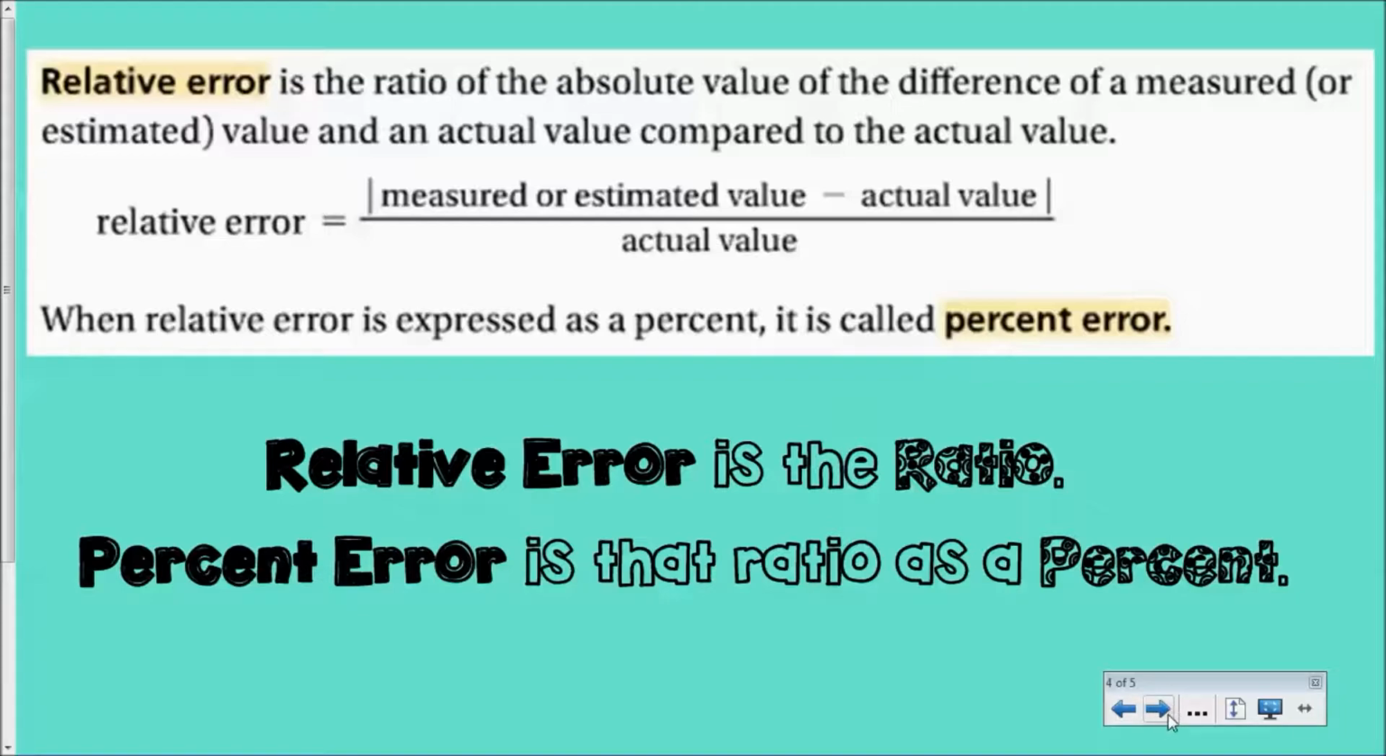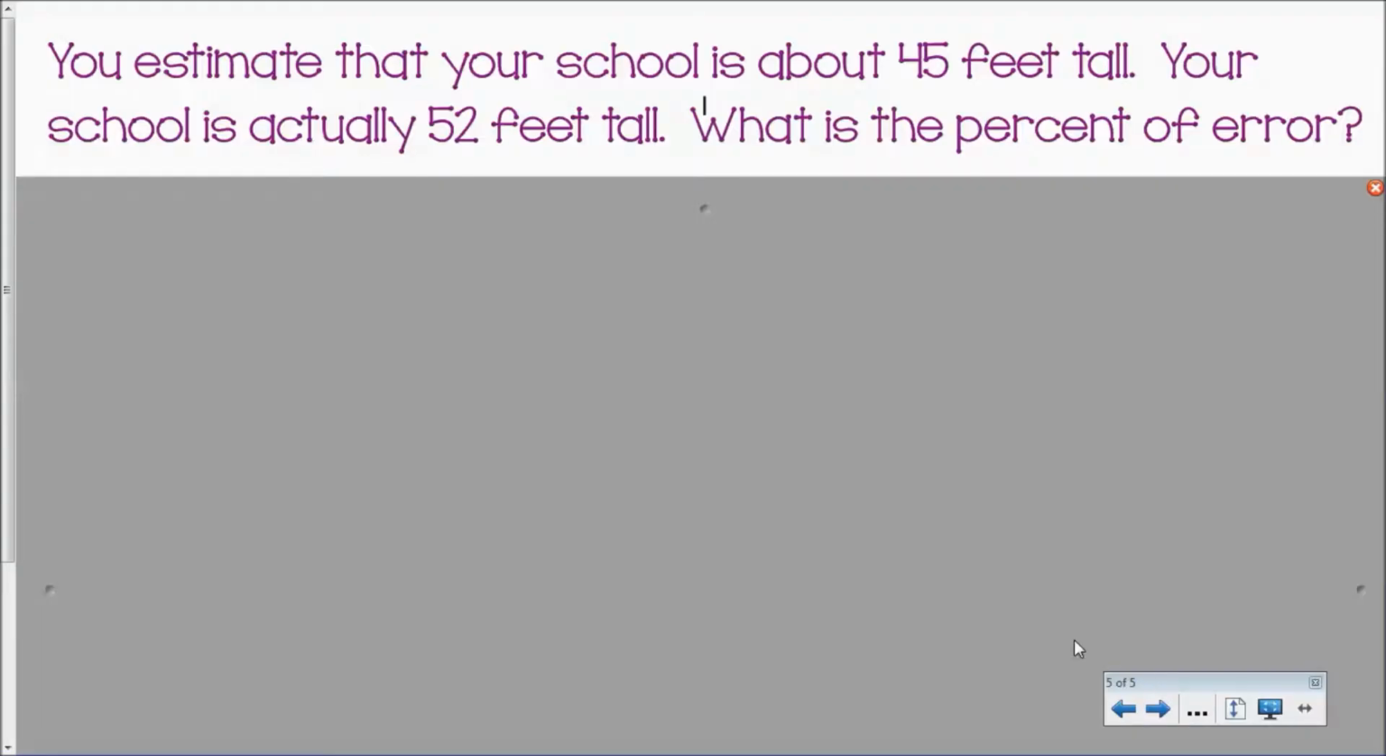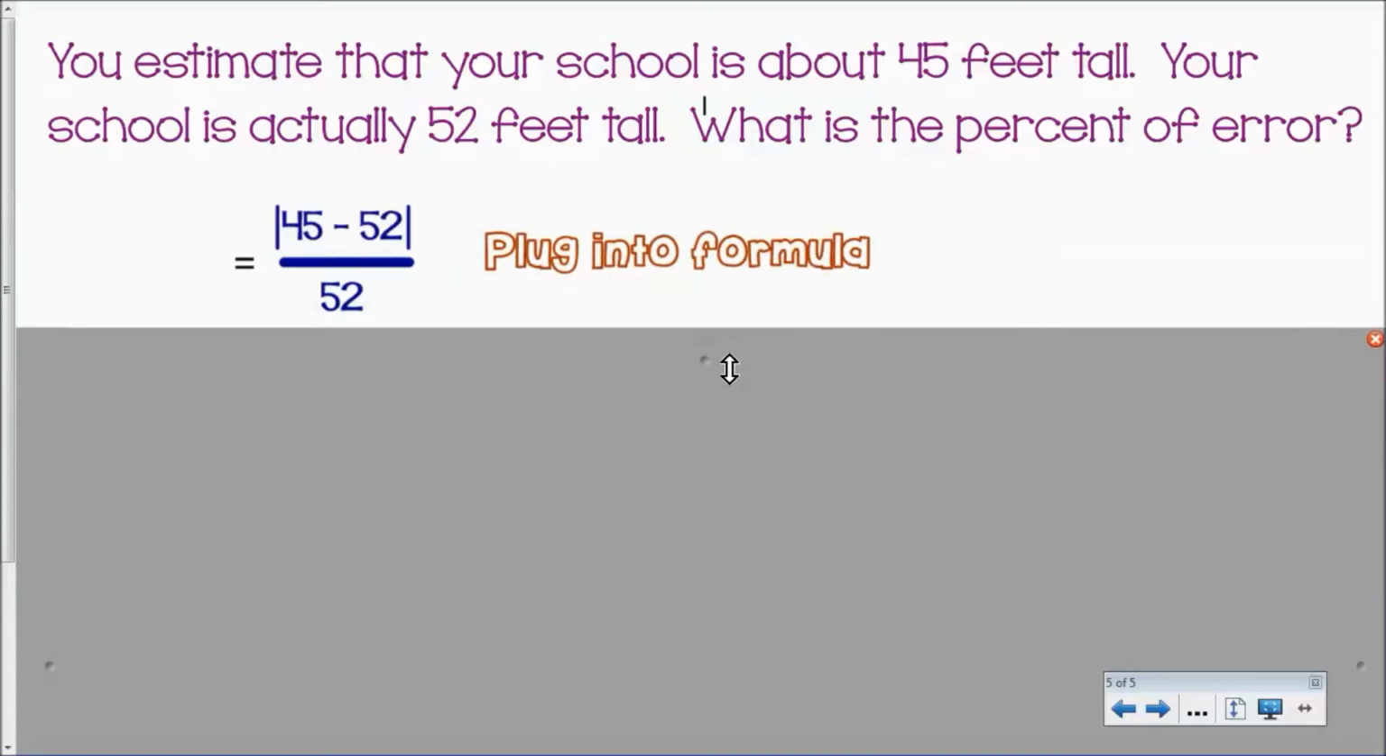So to kind of translate that for you, relative error is the ratio, where percent of error is that ratio as a percent. So let's say that we estimate that our school is about 45 feet tall. Your school is actually 52 feet tall. So what is the percent of error in this situation? So we're going to put it into the formula. 45, which was the estimated amount, minus the actual 52, and we're going to divide that by the actual amount. We're wanting to see how far off our estimate is from the actual amount.